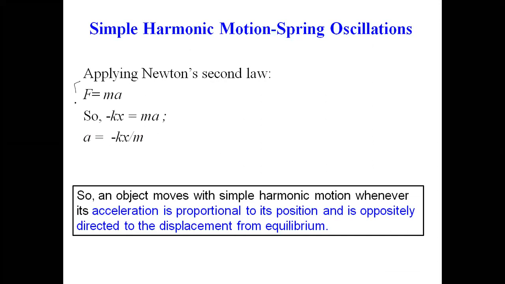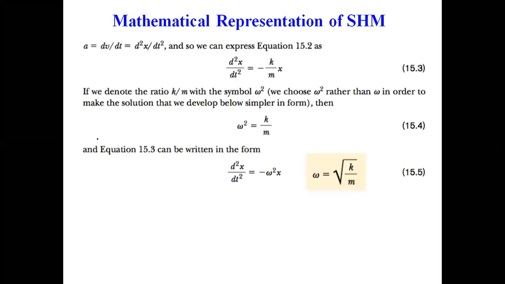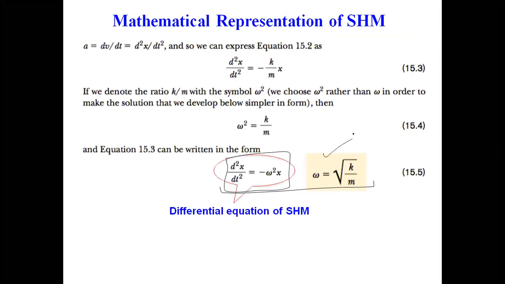This we have already written. So we have come up to this point. This is simple harmonic motion, and omega is the angular frequency, the square root of k by m.